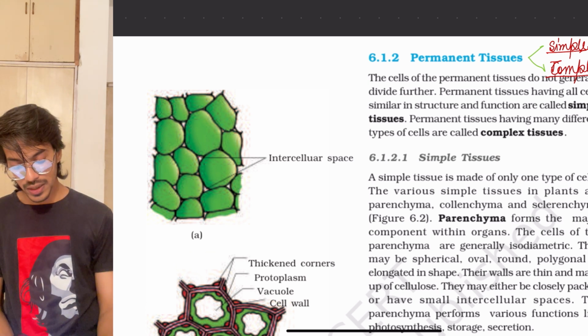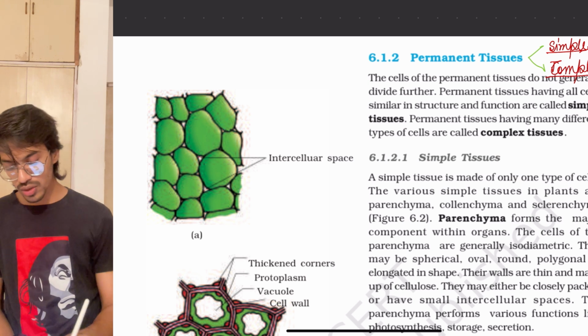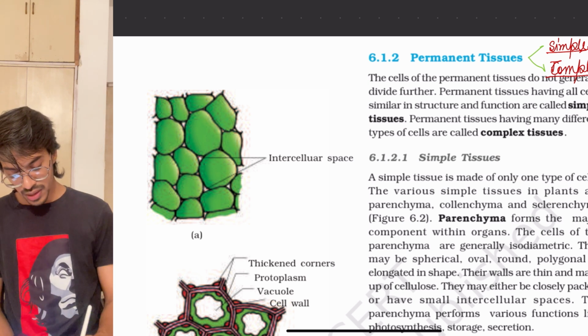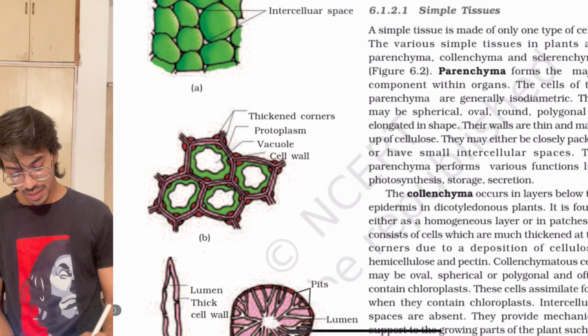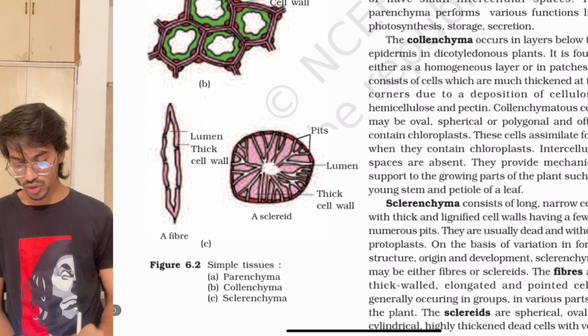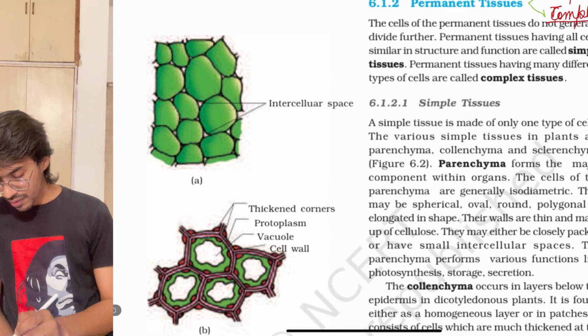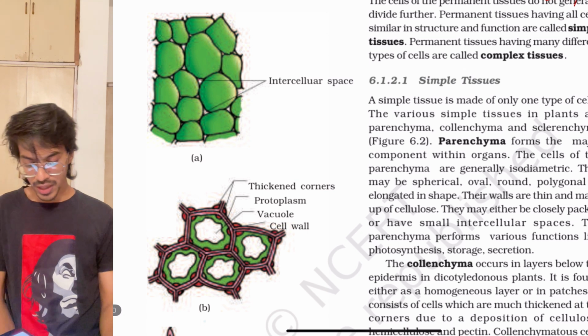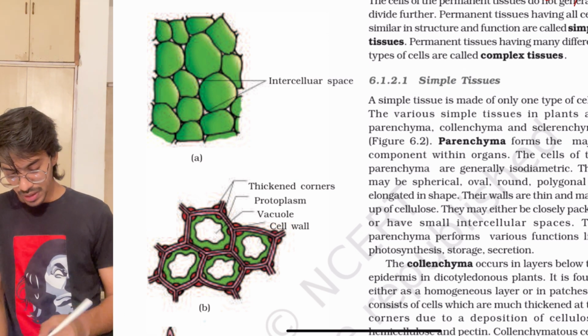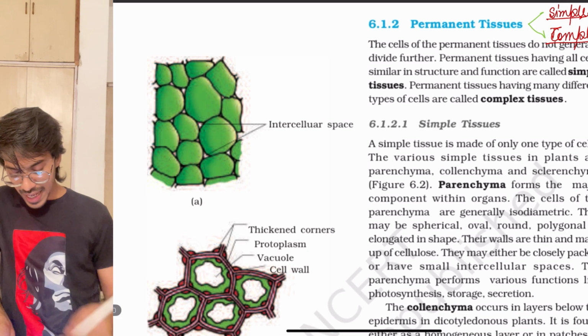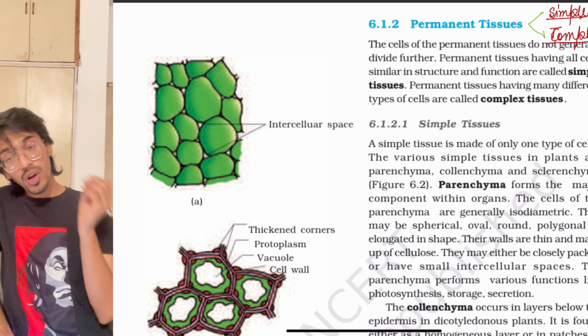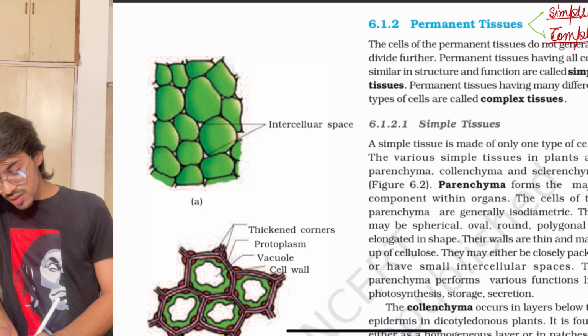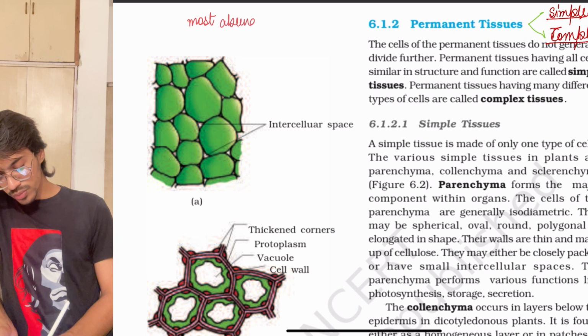So simple has three further divisions. What are those three divisions? We have parenchyma, collenchyma, and sclerenchyma. Their diagram is also given. So now we're going to be writing all the things here itself. The parenchyma, you have to remember that it looks like this. From this diagram you were able to understand it. First of all, parenchyma is the most abundant tissue. Most of the plant body is made by this.